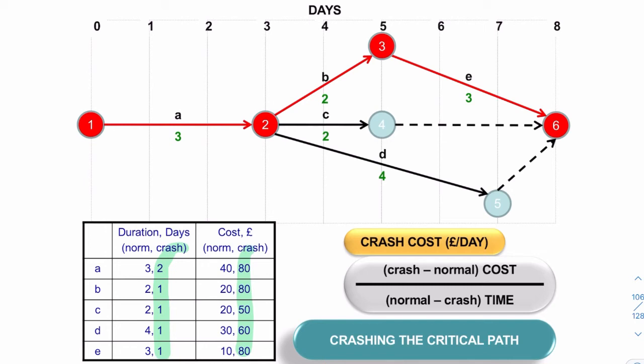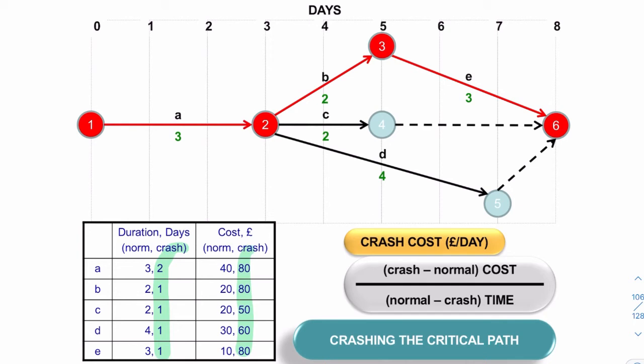So we have something called a crash cost, or a cost per day. If you subtract 80 minus 40, and you divide it by 3 minus 2, that'll give you your cost per day. So 80 minus 40, that's your crash minus normal cost, divided by 3 minus 2, that's your normal minus crash time. That'll give you the cost per day.